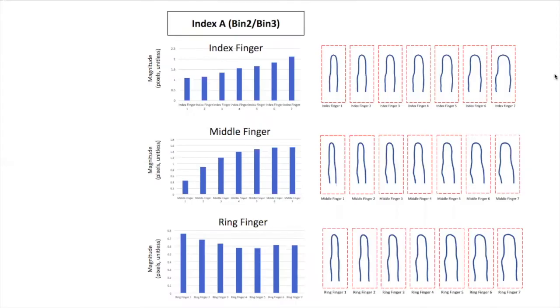Our first index, which we call index A, is obtained by dividing the value of bin 2 by the value of bin 3. For the index finger gradient on the top row, this index A shows a linear increase as the fingers get thicker. Meanwhile, for the middle finger in the middle row, index A exhibits a logarithmic increase as the finger thickens. For the ring finger in the bottom row, index A exhibits a counterintuitive logarithmic decrease as the finger thickens.